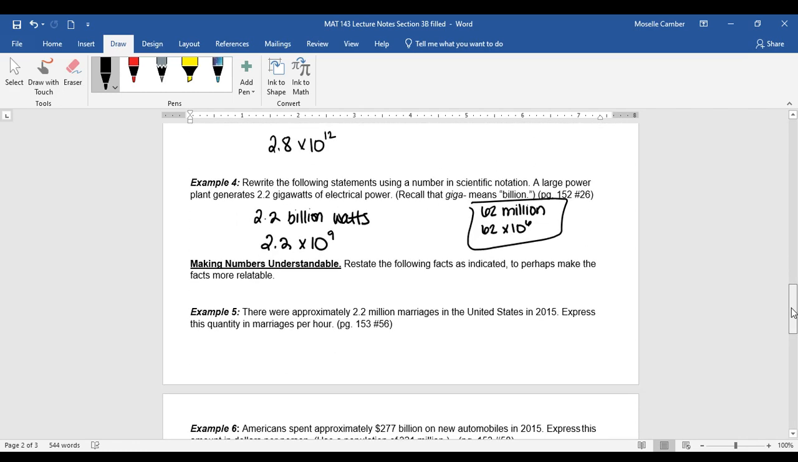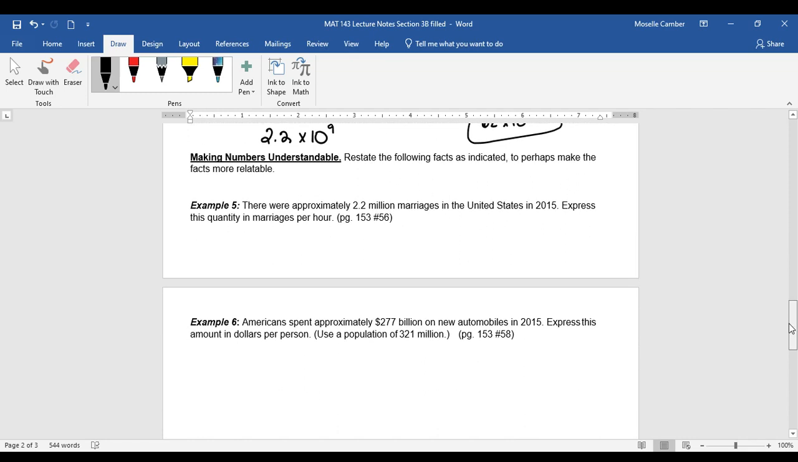Okay. So sometimes we want to change numbers to make them into something that might be a little bit more relatable. So example 5: there were approximately 2.2 million marriages in the United States in 2015. To help us get a better idea what that means, we're going to express this quantity in marriages per hour. So when you see 2.2 million in the whole year of 2015, what is that going to be in marriages per hour? Essentially, this is just a unit analysis problem.